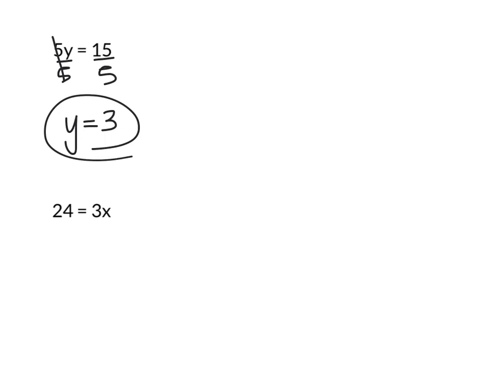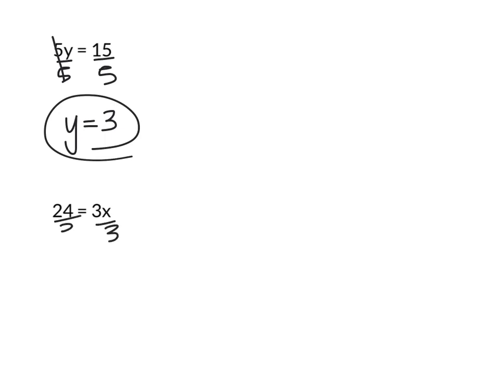All right, here's the next problem. 24 is equal to 3x. I'm also going to ask myself which operation is happening here. Well, 3x, that means 3 is being multiplied to the x, so I have to do the opposite thing, so I have to divide both sides by the 3.